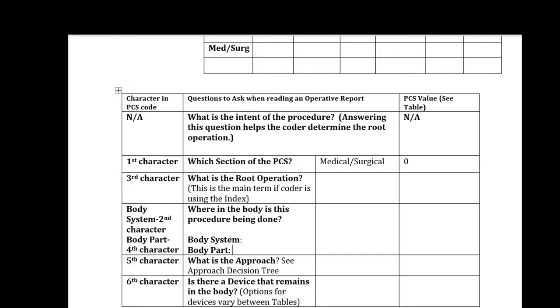Your third character is your root operation, which is really important, and that is the main term if your coder is using the index. The reason why in the questions here we put the third character in front of the second character in answering our questions is because the root operation is the main term that the coder is using once you open the index.